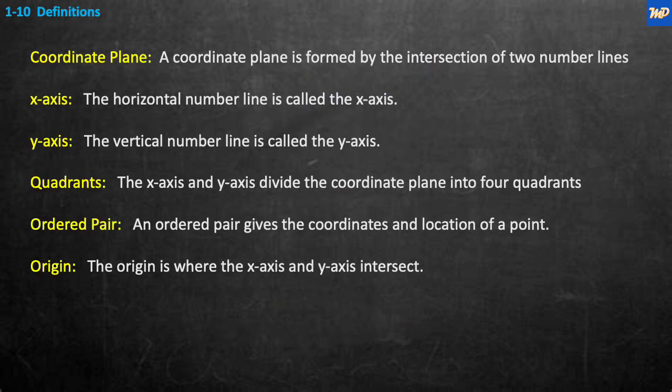Before we get started, I'd like to go over a couple definitions. Coordinate plane: a coordinate plane is formed by the intersection of two number lines. X-axis: the horizontal number line is called the x-axis, and the y-axis, the vertical number line, is called the y-axis. Quadrants: the x- and y-axes divide the coordinate plane into 4 quadrants. An ordered pair gives the coordinates and location of a point. The origin is where the x- and y-axes intersect.